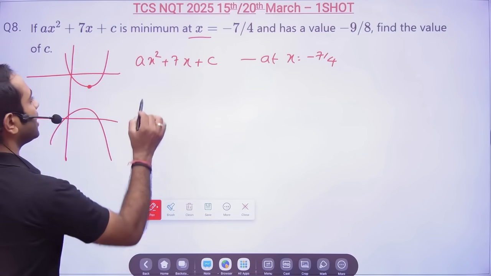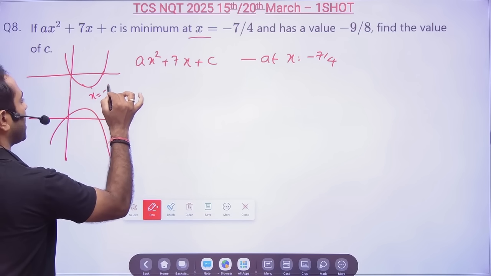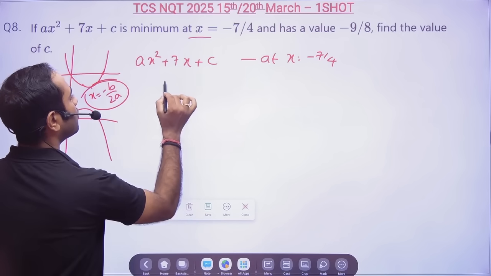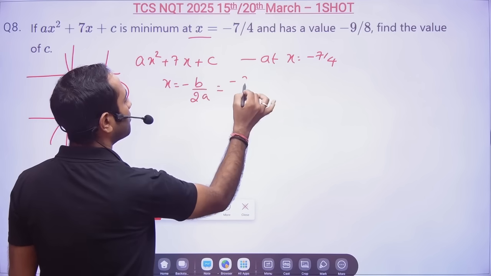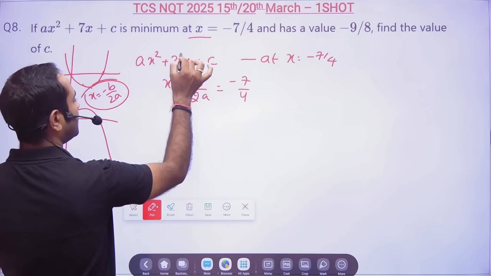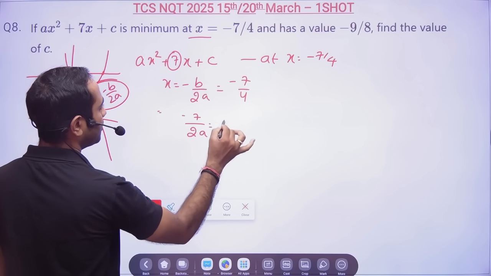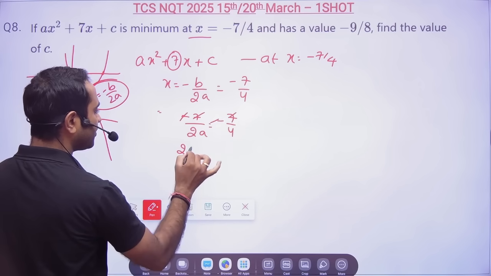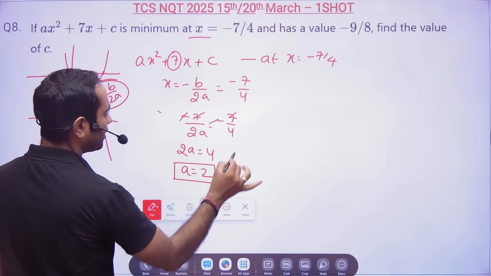So at x is equal to minus b by 2a, this function value will be minimum. Here it is nothing but minus 7 by 4, it is minimum at minus 7 by 4. Now what is b here, sir? b is nothing but 7. So minus 7 by 2a is equal to minus 7 by 4. So 7 and 7 cancel, minus minus cancel, 2a is equal to 4. So a is equal to 2. So we got the value of a as 2.